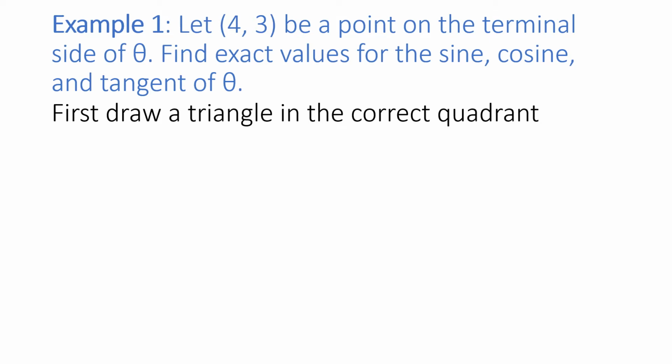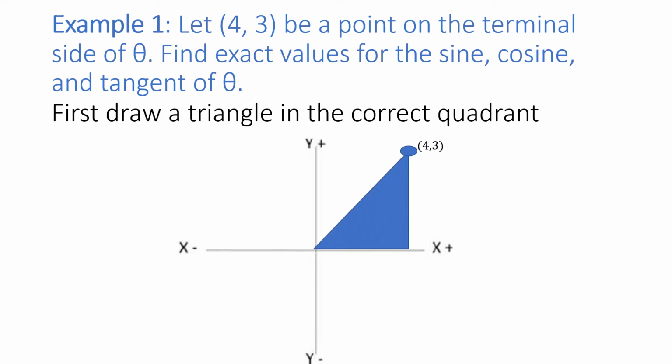All right, so the first thing we want to do is draw a triangle, but we want to make sure it's in the correct quadrant. Since we're dealing with the point (4, 3), the x and the y are positive, and so that means that point must lie in the first quadrant. If I take my coordinate grid, I can plot the point (4, 3) approximately and label that off. Once you plot that point, you want to connect the triangle coming from your origin out to that point.